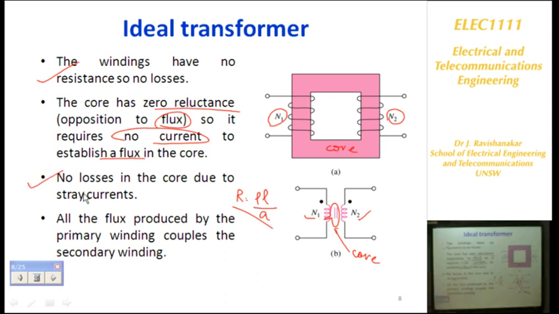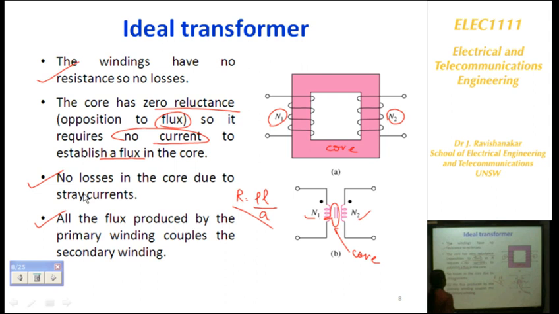So what are stray currents? I already told you that the currents induced in the core are called the stray currents. Now we assume that there are no stray currents in the core. That means there is no resistance in the core also, and therefore no losses in the core. And next one is, all the flux produced by the primary couples with the secondary.